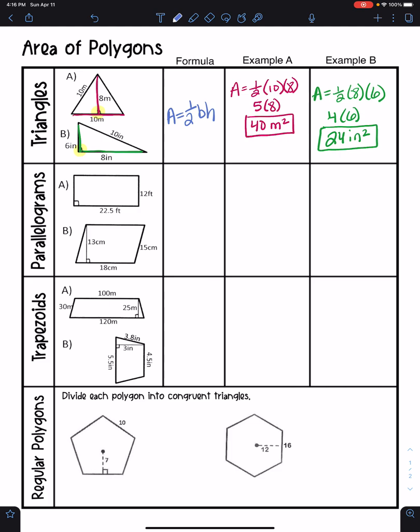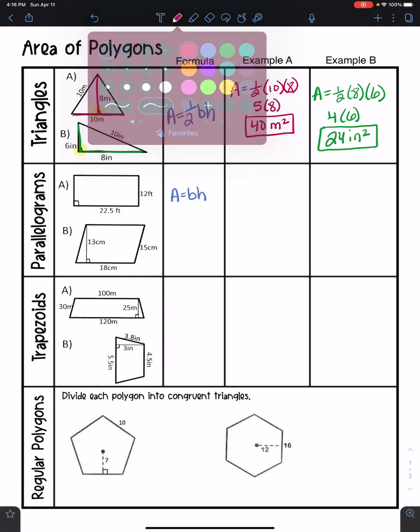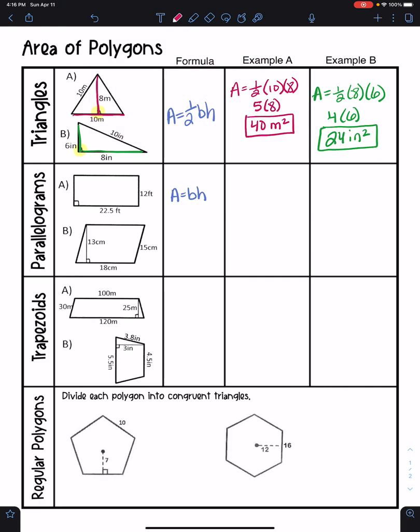For a parallelogram, the formula for the area of a parallelogram is just base times height. Remember that a parallelogram is a 4-sided figure, a quadrilateral, that has opposite sides parallel and congruent. Example A is a special kind of parallelogram called a rectangle because it has 4 right angles. So we know that if this is 12, so is this, because a parallelogram has opposite sides that are parallel and congruent. Congruent means same shape and size.